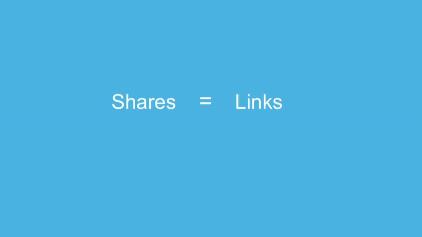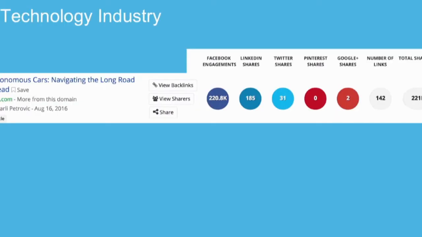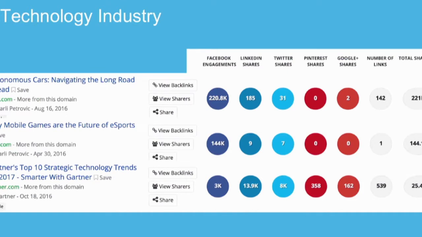The other thing to understand, and I'm sure we all understand this, is that shares do not equal links. So a post that gets well shared will not necessarily get lots of links. Just some examples here, I've taken from the technology industry. We can see they're all fairly well shared, but the number of links doesn't match the number of shares. In fact, the second one down has got masses of shares, very few links. The bottom one actually has lots of links because it's about research and trends. And we tend to find that works quite well.